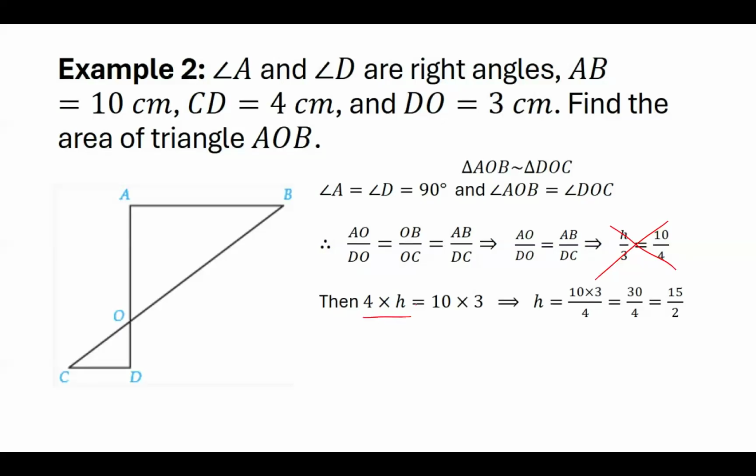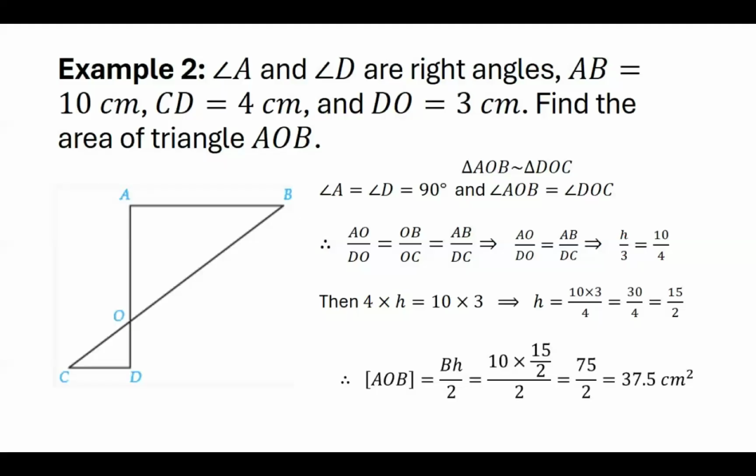Since I want to solve for H, to cancel the 4, I divide by 4 on both sides. And I get 10 times 3 divided by 4, which is 30 divided by 4, and simplifies as 15 over 2. Now, if you want, you could put it as a decimal, but it's not necessary. To finish the question, I can write it down as.